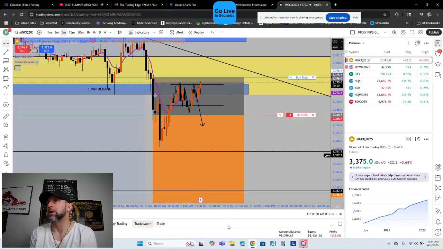So this is kind of a pullback because the overall trend is bearish, like I said. So I could put my stop loss above that trend line, but then I'd be taking on more risk than I want. So I'm just going to take this L, and tomorrow's another day. So we'll see how this 5 minute closes.